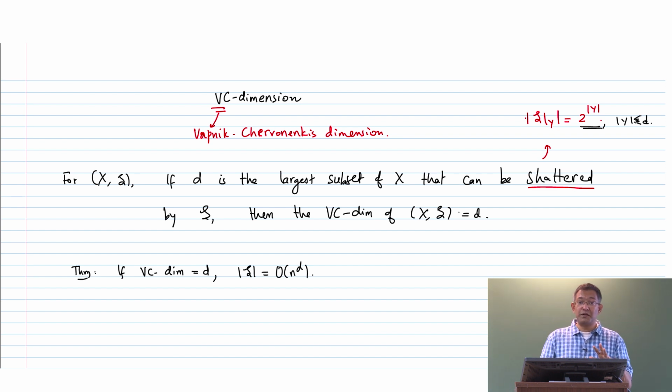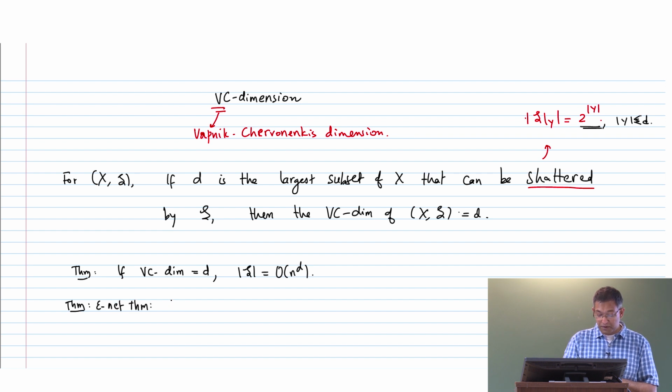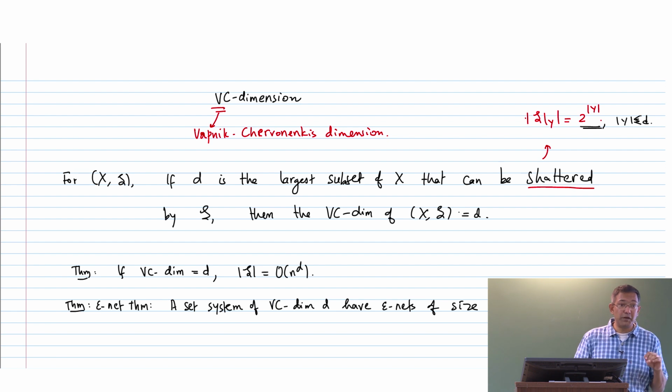And this condition is sufficient for the entire epsilon net theorem to go through. So again, due to lack of time, let me just state the theorem. This is called the epsilon net theorem. Set systems of VC dimension D have epsilon nets of size d over epsilon log d over epsilon. The important point is that this is independent of n.